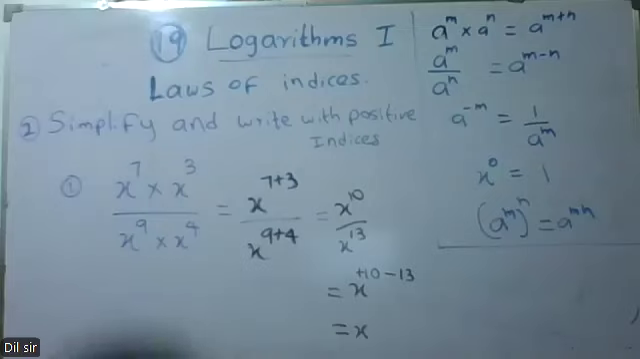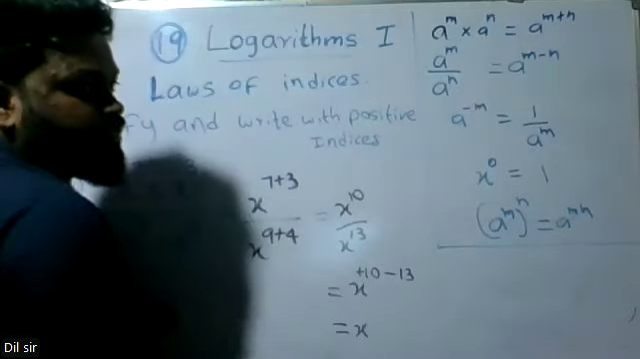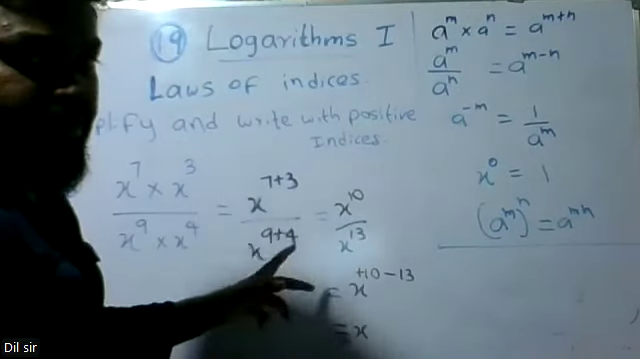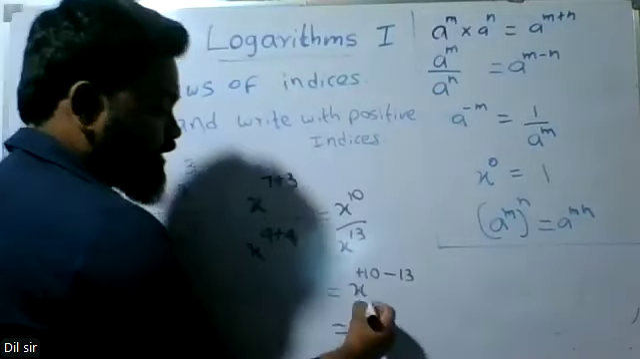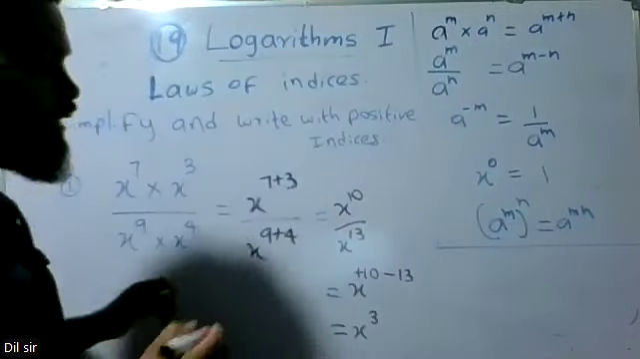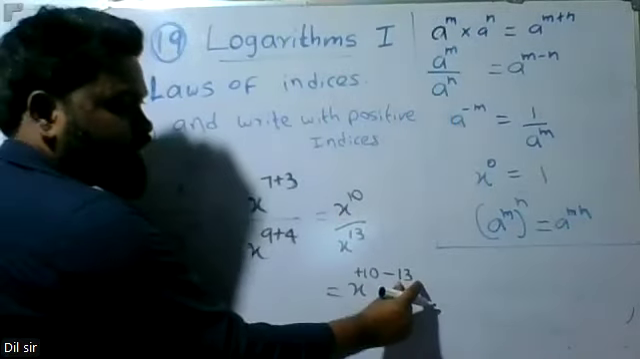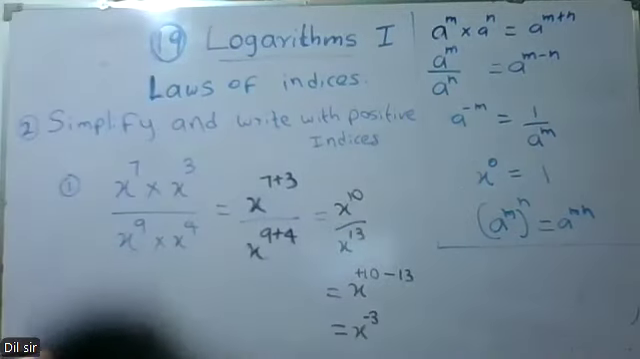Minus 3. Very good. Minus 3. These are two different signs, plus and minus. If the signs are different, we take the difference. The difference between 10 and 13 is 3. The higher number is 13, so the power should be negative. The answer is x to the power minus 3.